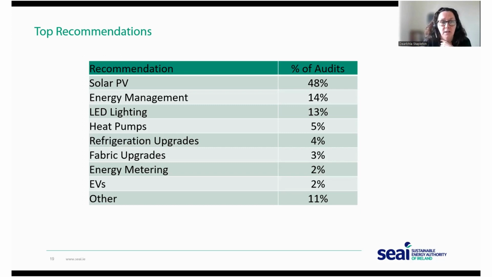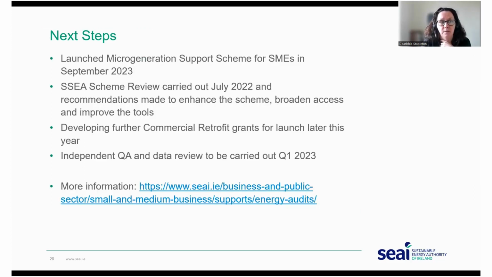And so just finally, on my last slide, some of the next steps. We launched, as I mentioned, a microgeneration support scheme for SMEs in 2023. That's for solar PV. It's a pretty small scheme, capped at about €2,500 for a 6 kilowatt peak array. We also carried out a review after we'd been running about a year, engaged with the auditors and some of the businesses, and made some recommendations to enhance the scheme.